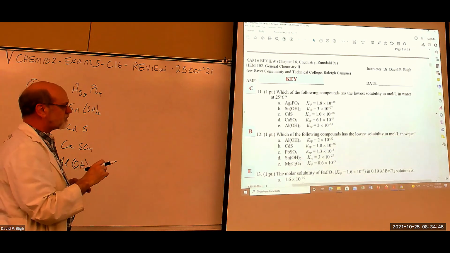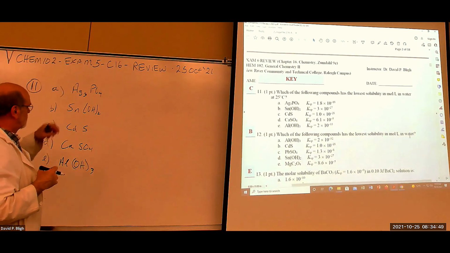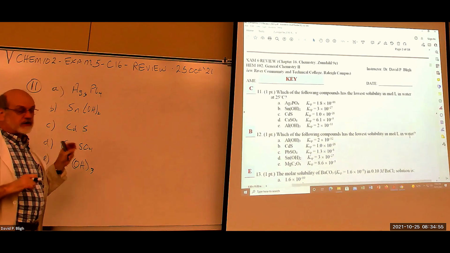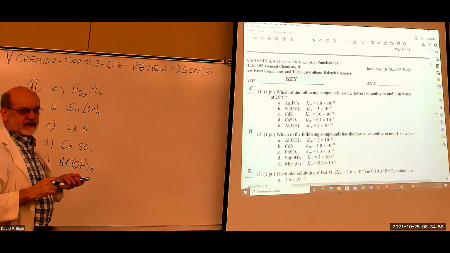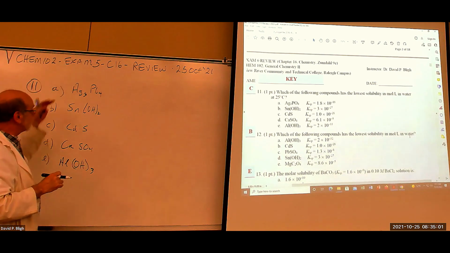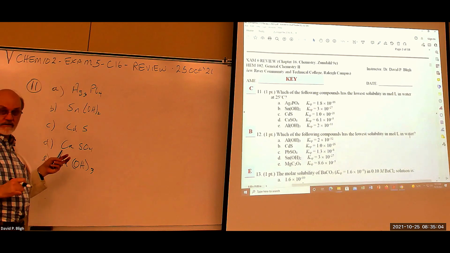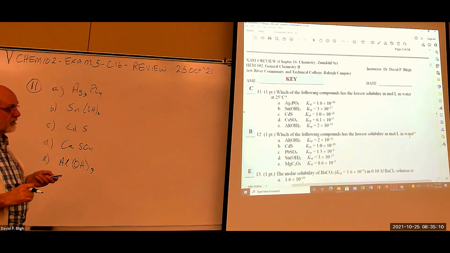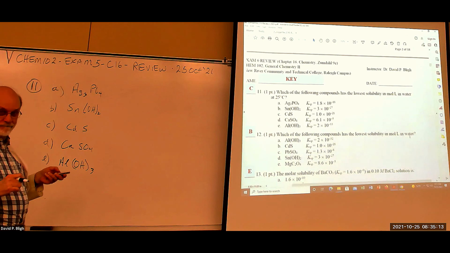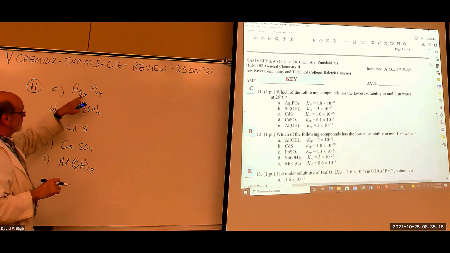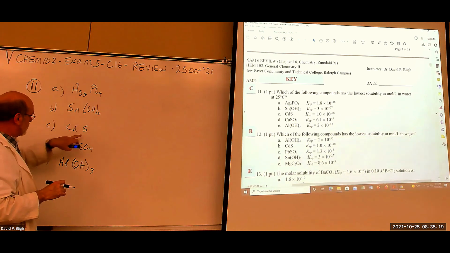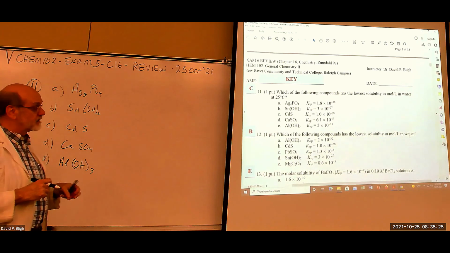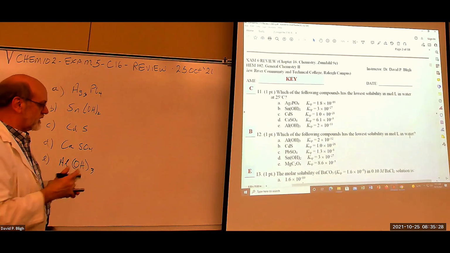Okay. If the compounds produce the same number of ions, then you can do a direct comparison with the Ksps. But if they have different numbers of ions produced in the process of dissolution, then you have to actually calculate their solubilities. Okay, and I think that's the case here. We got 3 plus 1 is 4, 3, 2, 2, and 4. So we have to calculate the solubilities for each one of these.